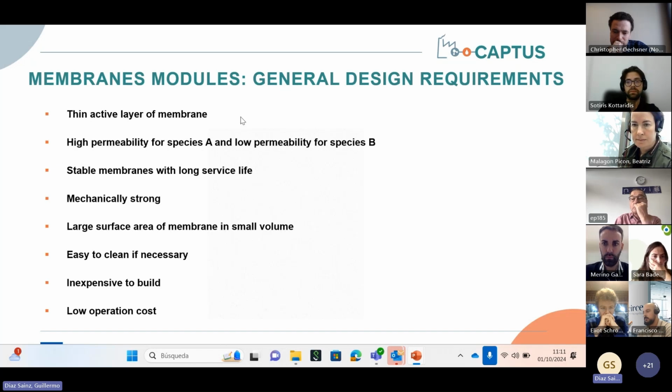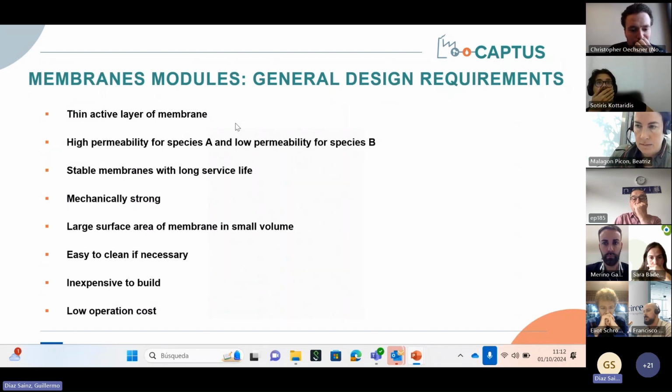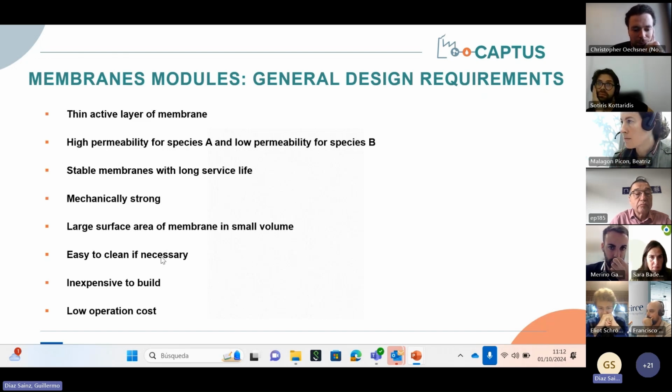It's very important to design the membrane modules considering several critical factors to ensure optimal performance, efficiency, and durability. Here in this slide, we can see some general design requirements for the membrane modules. For example, a thin active layer of the membrane, high permeability for species A and low permeability for species B, assuming that we are only separating compound A from compound B. Stable membranes with long service life, mechanical strength, which is very important, large surface area of the membrane in a small volume, easy to clean if necessary, inexpensive to build, low operation cost, among others.